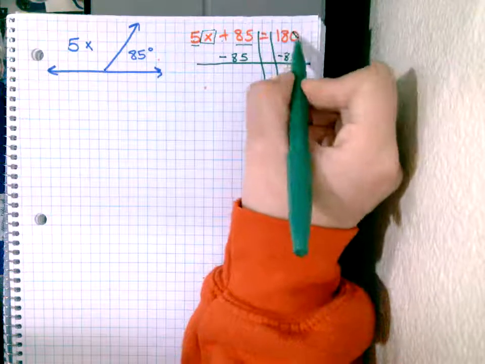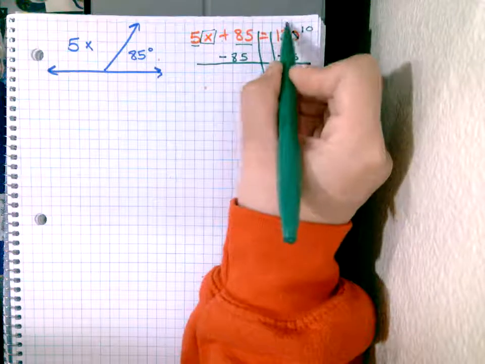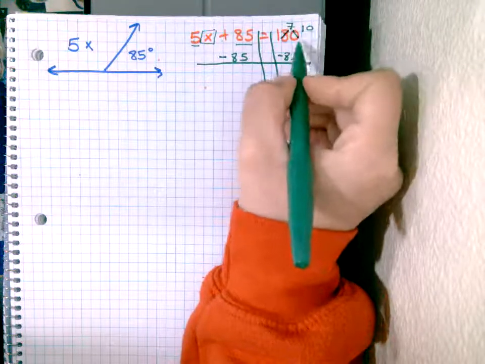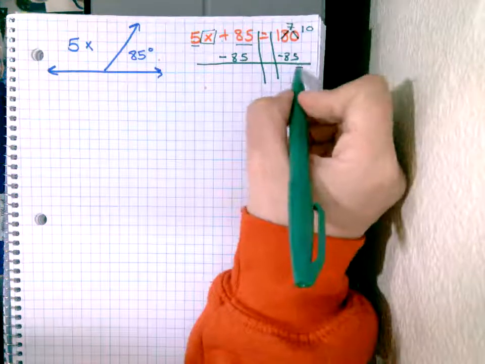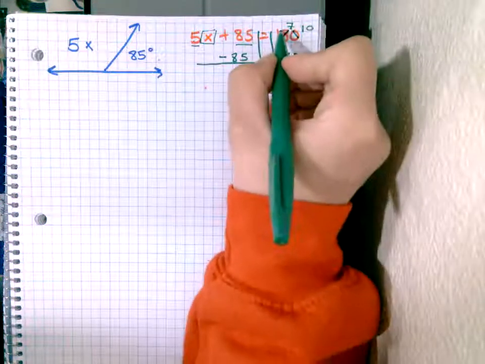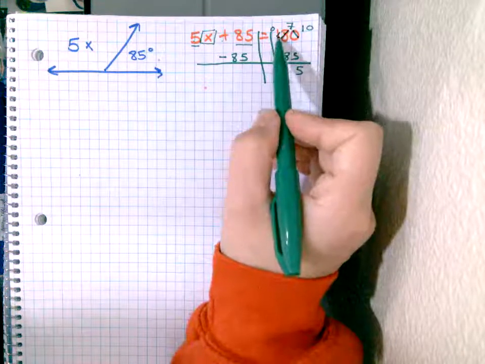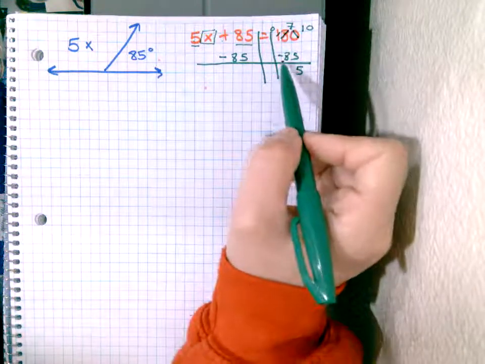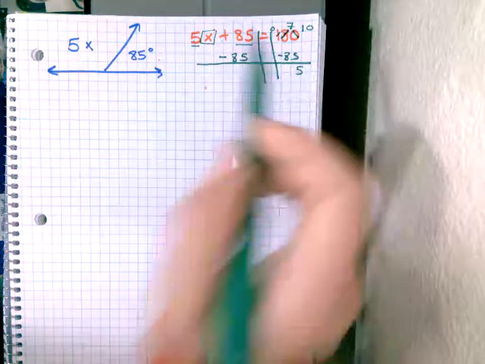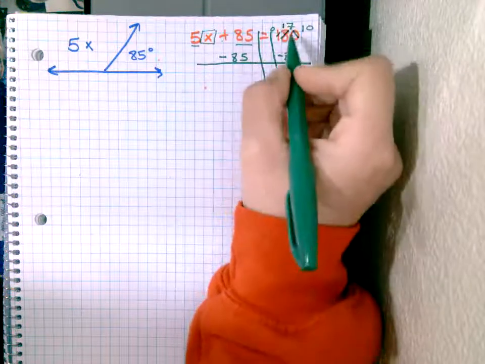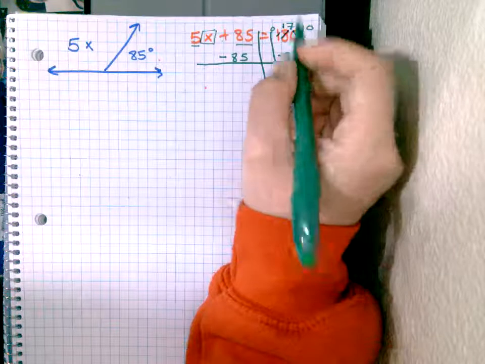Again, you're going to be careful when you borrow. 10 minus 5 is 5. 7 minus 8, I can't do it. So that becomes 0. Sometimes students will forget to cross that out and make it a 0, and then they'll bring down the 1, and that's a mistake right there. So just be very careful. Take your time with subtraction. Take your time with borrowing.